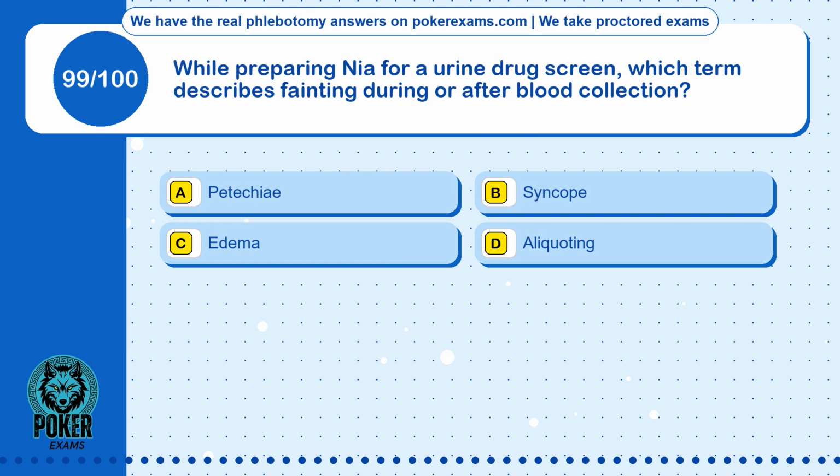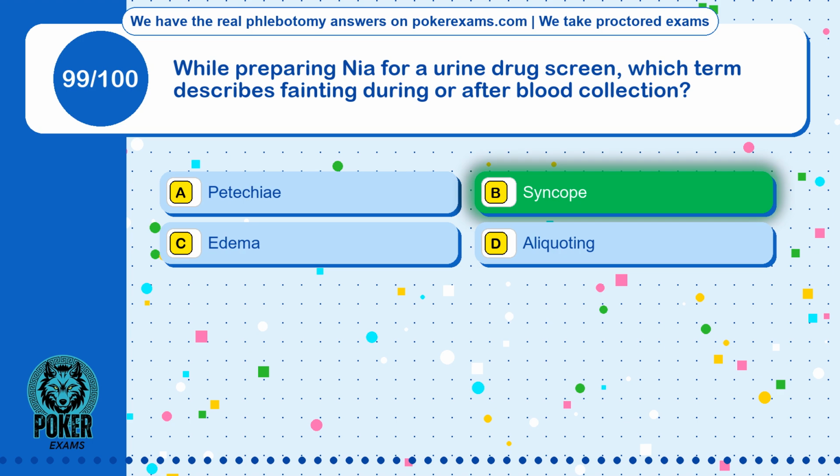Question 99. While preparing NIA for a urine drug screen, which term describes fainting during or after blood collection? Option A, petechiae. Option B, syncope. Option C, edema. Option D, aliquoting. The correct answer is option B.